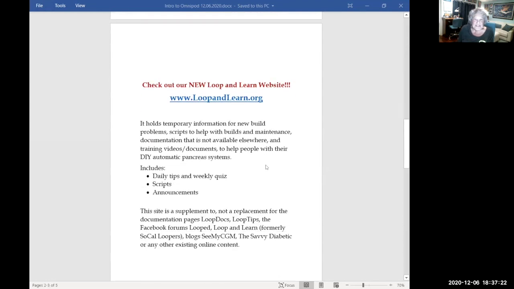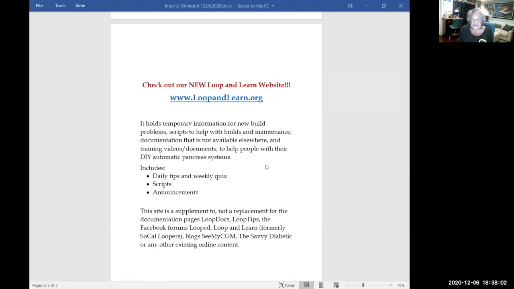Just wanted to talk about what's new with Loop and Learn. We've started a website, which is really pretty exciting and very active right now. It holds temporary information for new build problems, for scripts to help you do builds and maintenance, documentation that is not available anywhere else, and training videos and documents to help people like you with their DIY automatic pancreas system. It includes daily tips and a weekly quiz. We just had our first quiz yesterday. It's a lot of fun. Please just jump in, give it a try.